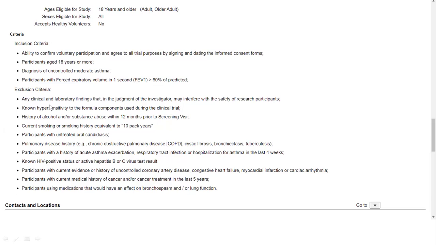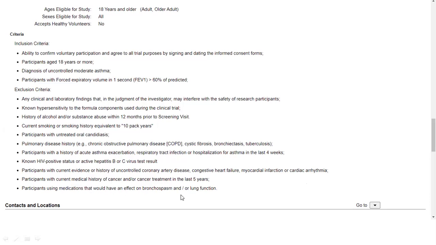What would be the exclusion criteria? Any clinical or laboratory finding that, in the judgment of investigator, may interfere with the safety of research participant, known hypersensitivity to the drug, history of alcohol or substance abuse within 12 months to screening visit, current smoking or smoking history with 10 packs per year, participants with untreated oral candidiasis, pulmonary disease history, a history of acute asthma exacerbation, RTI, or hospitalization for asthma in the last 4 weeks, known HIV positive patients or with active hepatitis B or C, current evidence or history of uncontrolled coronary artery disease, congestive heart failure, myocardial infarction, or current medical history of cancer or any other medication that would affect bronchospasm.